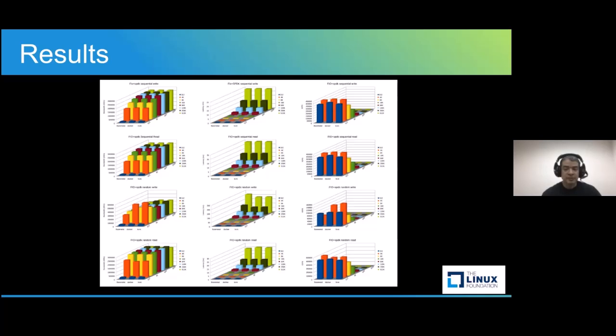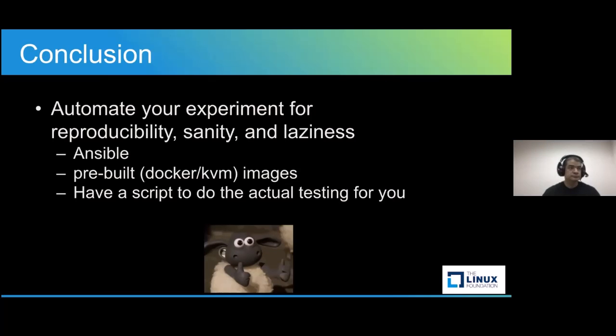But remember that this was not really about the data showing, oh, these are the results I obtained and things like that. This was all about setting up the experiment and how to automate the experiment to actually do some real experimenting. Which is what we're talking about here: make your life easier, make your experiments reproducible, and be lazy, create pre-built images for Docker and KVM. It's nice. Have a script to do the actual heavy lifting.